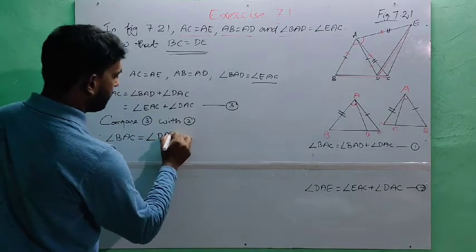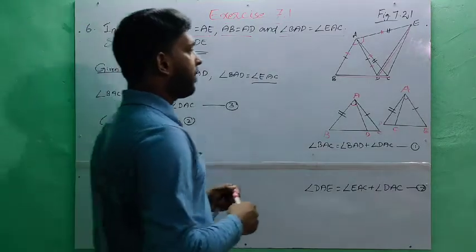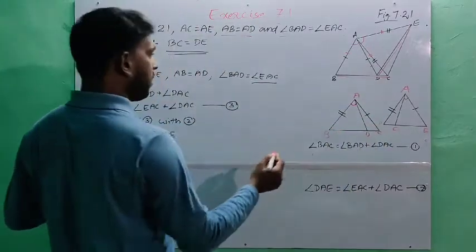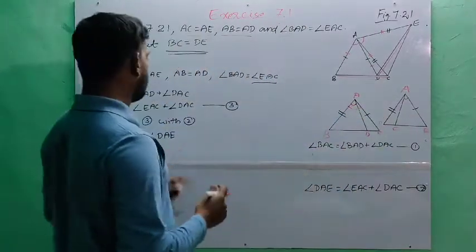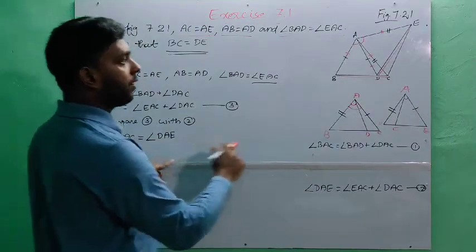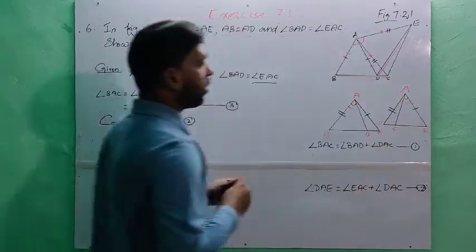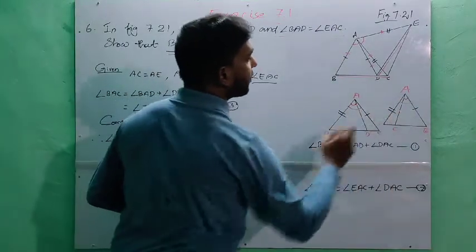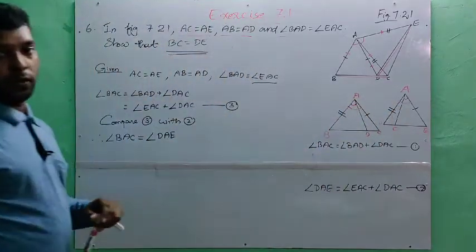DAE. Now look at here in the picture. We have proved that angle BAC, that means this complete angle BAC, is equal to angle DAE, the complete angle. So we have proved that other than the two corresponding sides, an included angle is also equal.